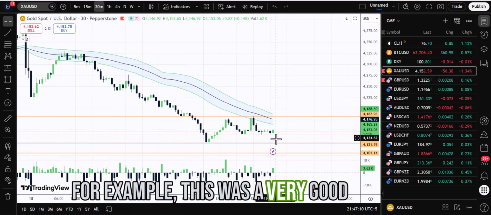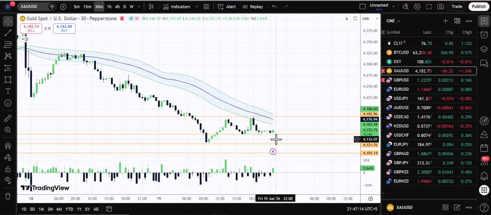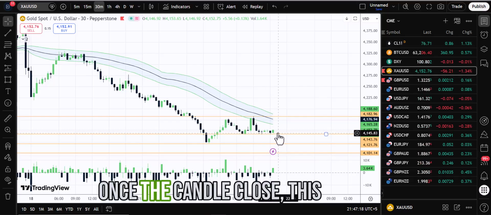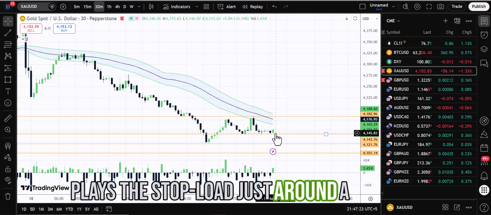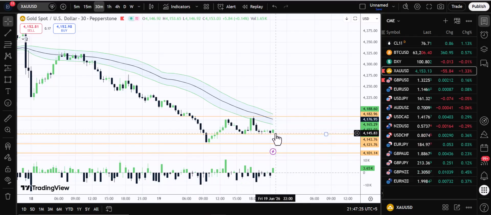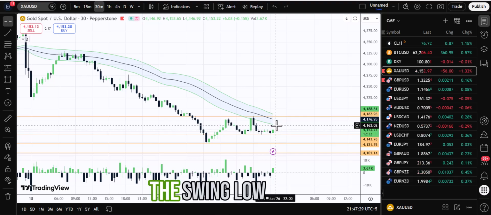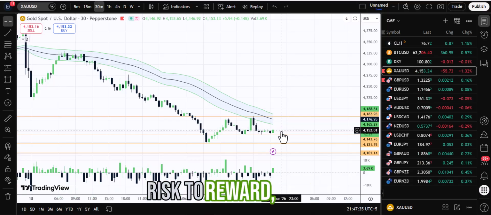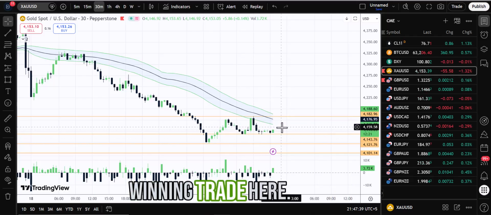For example, this was a very good entry point because the price found rejection here. How do you enter the short? Once the candle closes, place the stop loss just around the higher band and the take profit should be around the swing low. So this is a kind of 1:1 risk reward. Not bad, but you have good odds of a winning trade here.